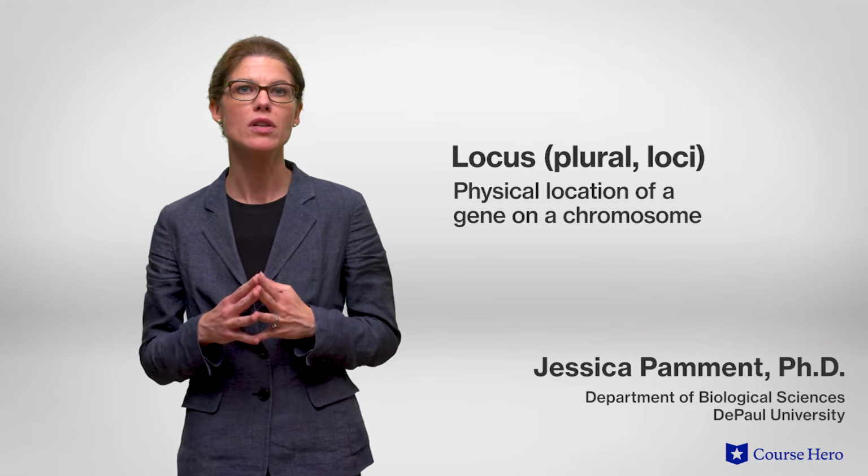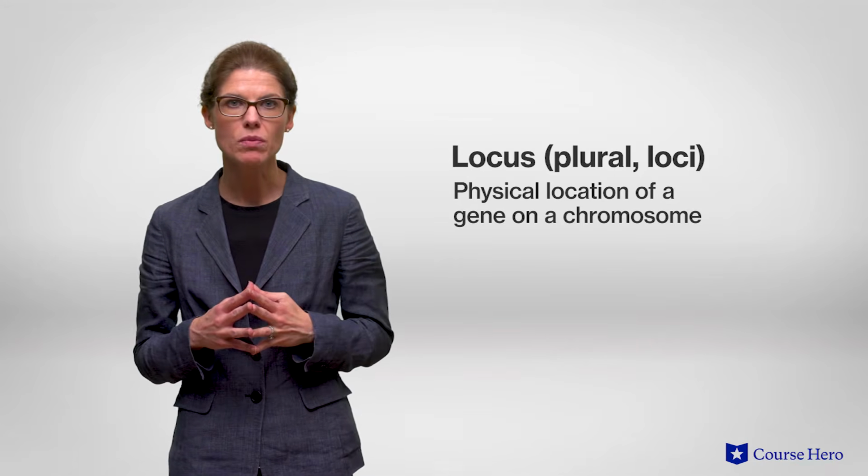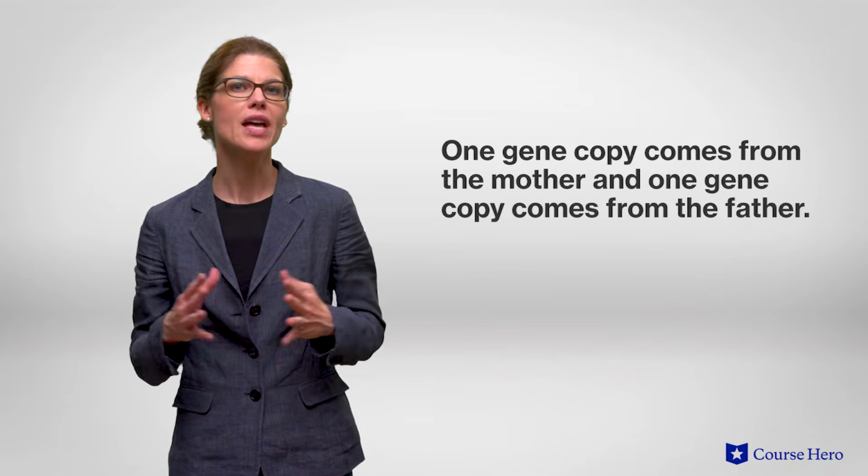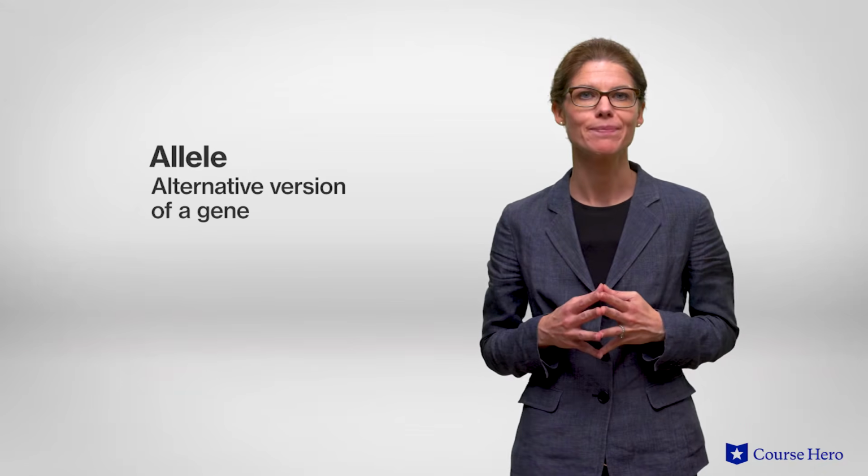Genes are located on specific regions of a chromosome known as loci. For every gene that you have in your genome, you have two copies, one that came from your mother and one that came from your father. These different copies or versions of the same gene are called alleles.